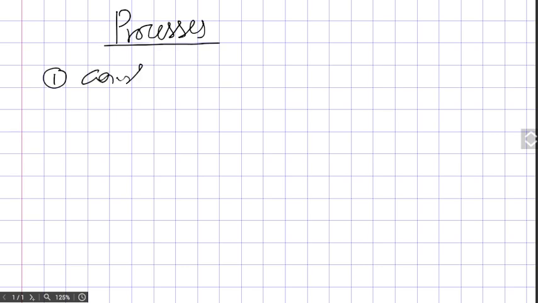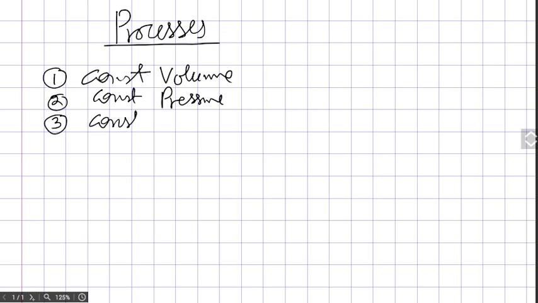And what are the processes that you will use for your study? Number first will be constant volume process. Number 2 will be constant pressure process. Okay. Number 3 will be constant temperature process. Number 4 will be adiabatic process.